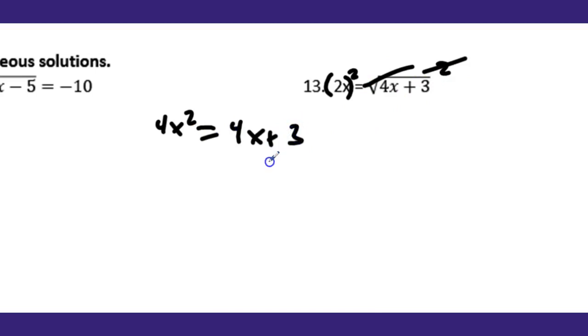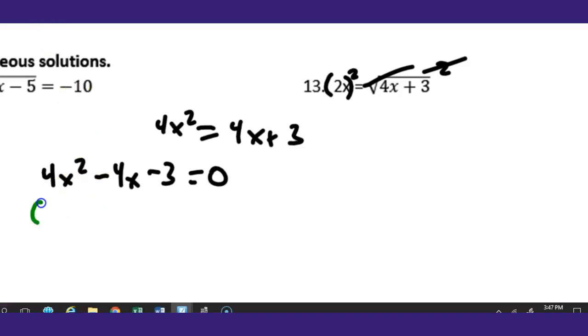Now what I want to do is move everything to the side where the 4x squared is. So my quadratic is 4x squared minus 4x minus 3 equals 0. All right, everything is on one side. Now, with that, I want to actually factor this, okay? Factoring this, let's see, 2x minus 3, no. Yeah, 2x minus 3 and 2x plus 1. All right, so that's what you get when you factor this. Let me see, 4x squared plus 2x minus 6x, which is negative 4x, minus 3.